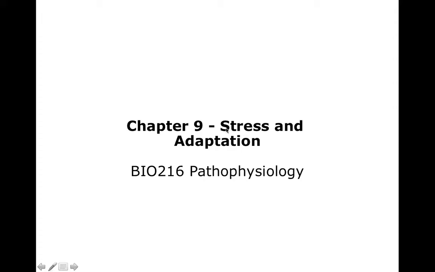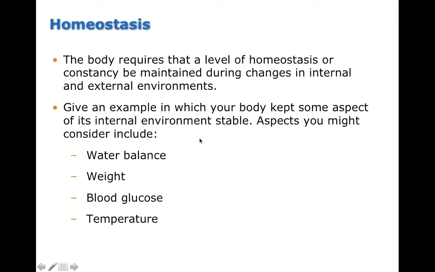Okay, so in Chapter 9, we're going to talk about stress and adaptation. In order to talk about stress, we first have to start with this idea of homeostasis. In previous anatomy and physiology classes, we learned that homeostasis refers to internal balance. The body and the organ systems require a level of balance and constancy to be maintained in order for things to work properly. So homeostasis is this state of internal balance that's maintained by your organ systems.